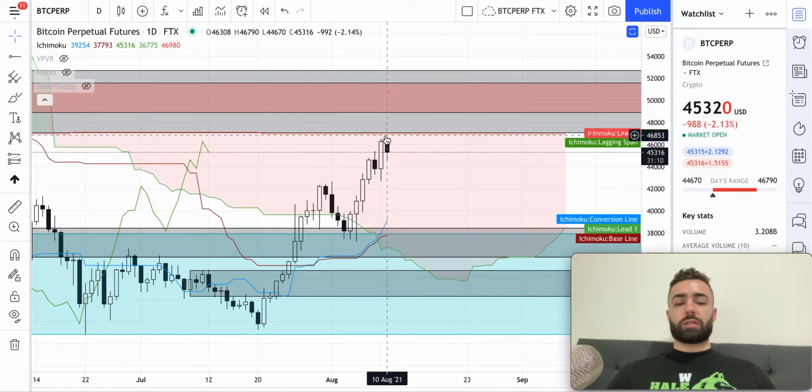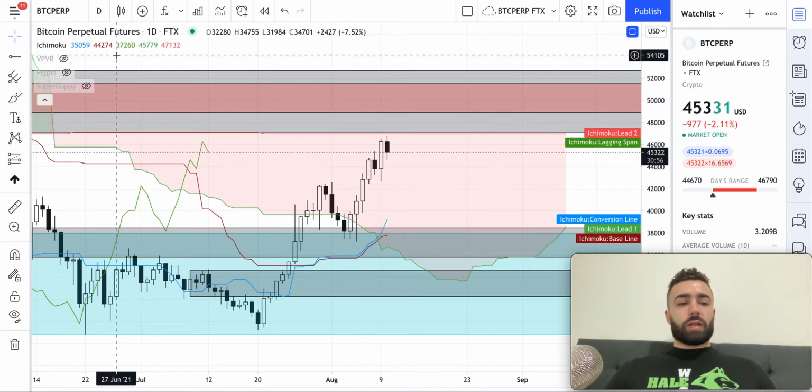We've almost reached the complete target here, but sometimes you don't reach the entire thing. You get pretty close and then you reject. So we'll see, like I said, where today's daily candle closes and if we get a move into this going into the next few days.